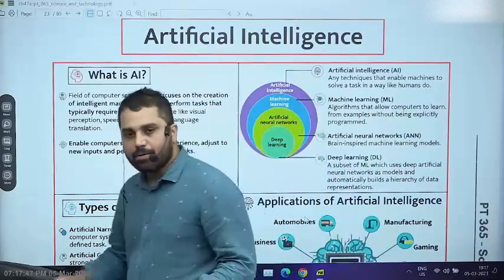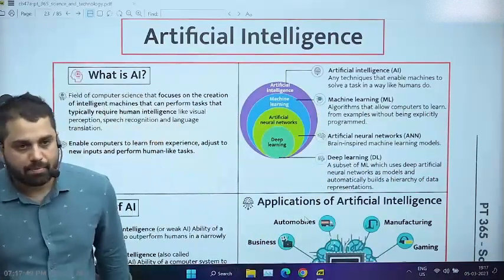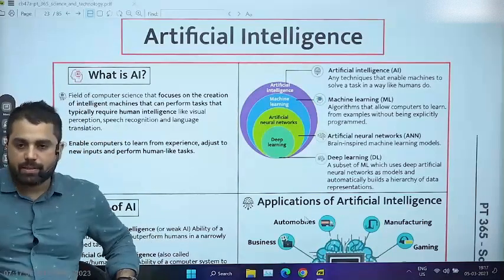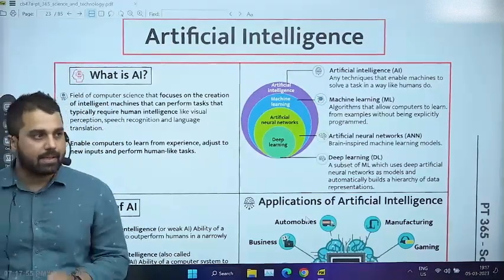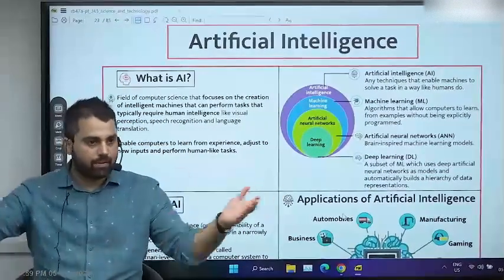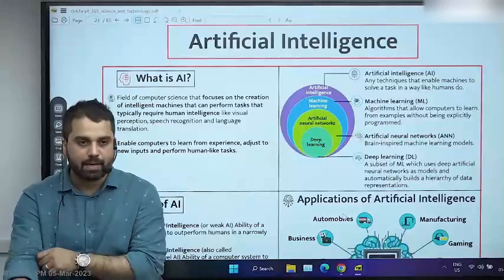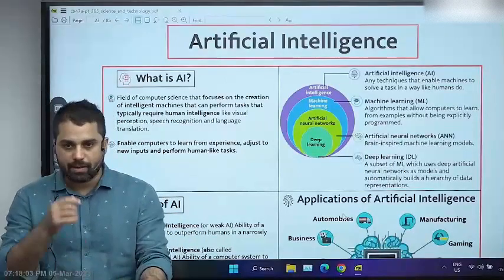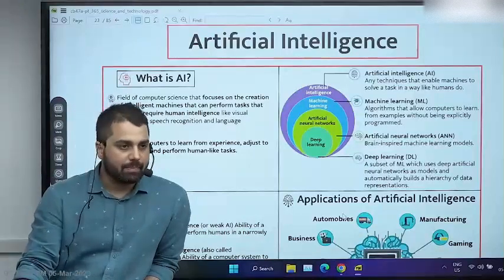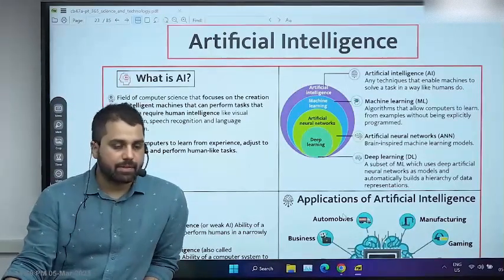Because of the revolution in information technology, because of the revolution in the processing capability of computing systems, and because of the fact that a huge amount of data is being collected, all of us have a huge digital footprint, and so much information is now available on the internet, with the help of data-driven technology, there has been a revolution in artificial intelligence.